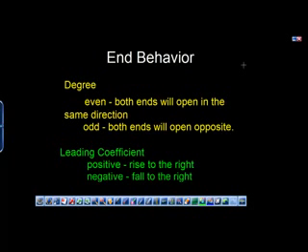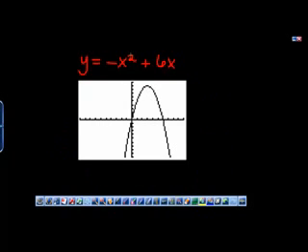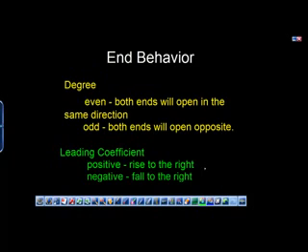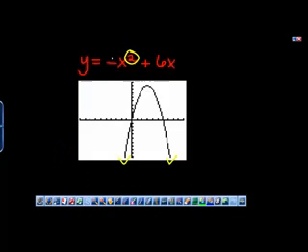Our first option is our degree, even or odd, and it is an even degree, so they will both be going in the same direction, which we see here. And whether our leading coefficient is positive or negative tells how it will rise or fall. Negative means it falls to the right. We see we have a negative here, and it falls as it heads right.